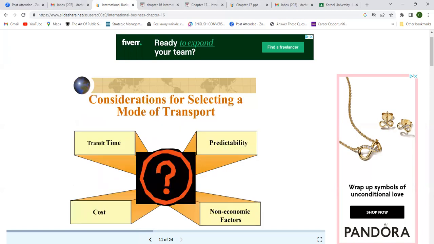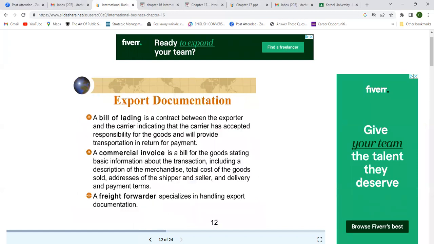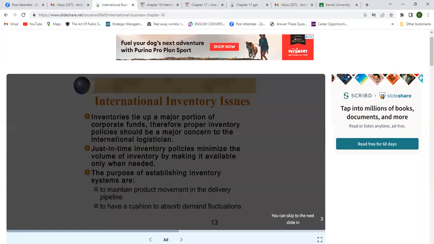Considerations for selecting a mode of transport: transport time, predictability, cost, and non-economic factors. Export documentation. A bill of lading is a contract between an exporter and carrier indicating the carrier has accepted responsibility for goods and will provide transportation in return for payment. A commercial invoice is a bill for the goods stating the basic information about the transaction, including a description of the merchandise, total cost of goods sold, addresses of the shipper and seller, and delivery and payment terms. A freight forwarder specializes in handling export documentation.